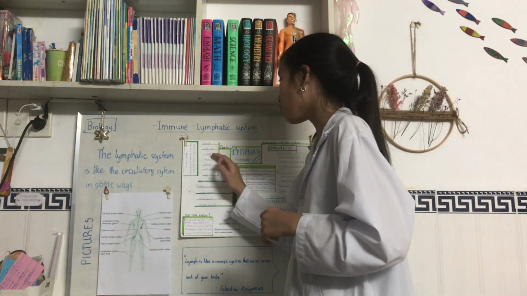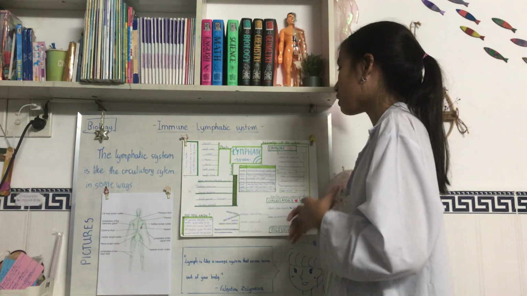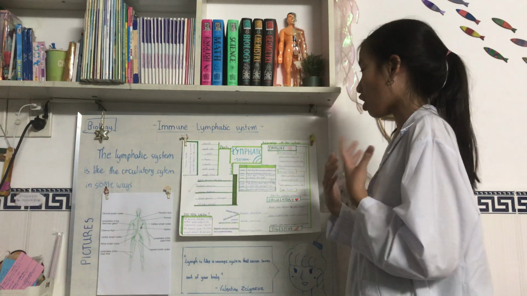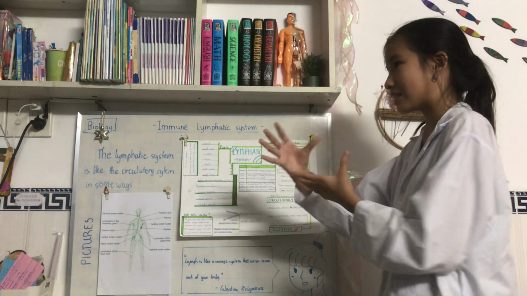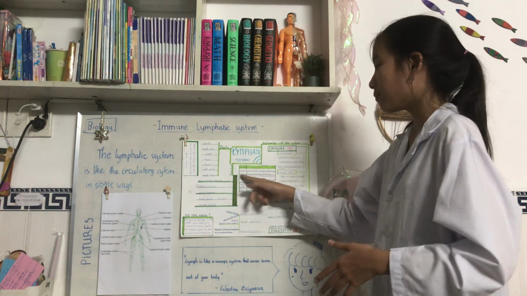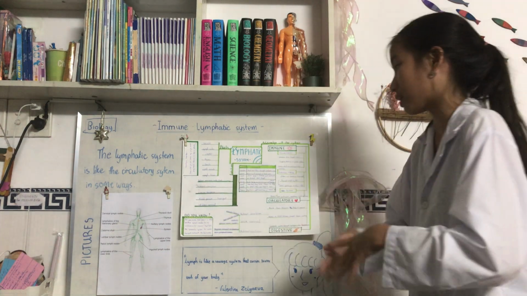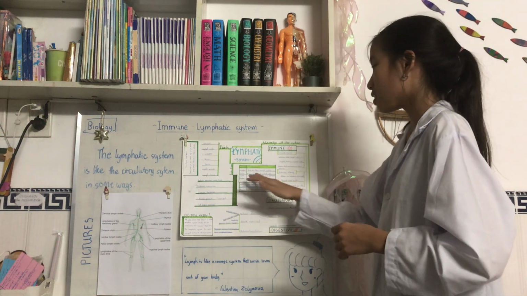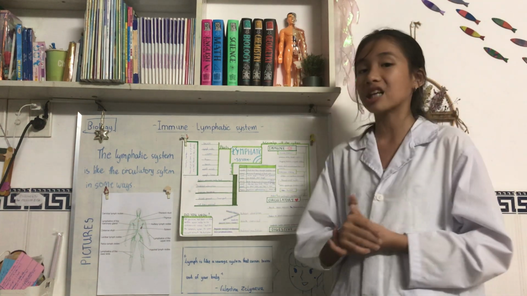Then we have the lymph nodes. The lymph nodes is where the lymph is filtered and lymphocytes are formed. This is the bean-shaped, not the spleen. The lymph nodes are bean-shaped, small, tiny organs along the lymph vessels. Now, this is where the lymph is filtered and lymphocytes are formed, like B and T cells.